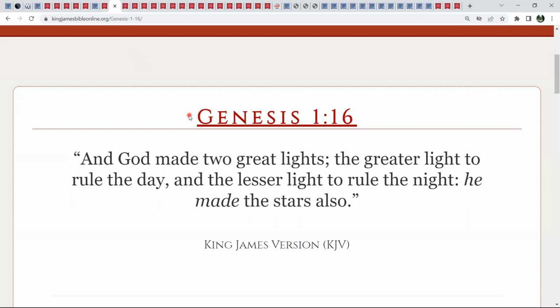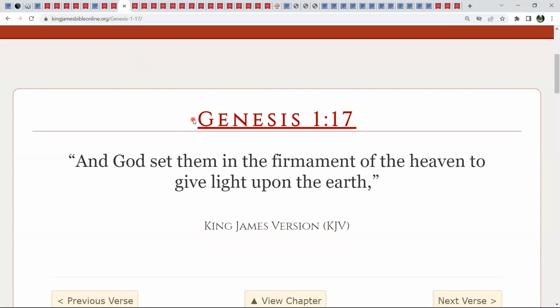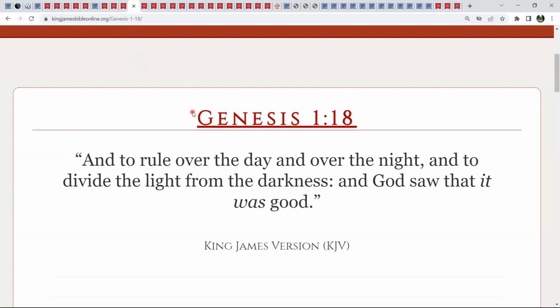Verse 16, God made two great lights, the greater light to rule the day, the lesser light to rule the night. He made the stars also. So we have two great lights, one to rule the day, one to rule the night, and the stars. As we continue now, verse 17, and God set them in the firmament of the heaven to give light upon the earth. Verse 18, and to rule over the day and over the night, and to divide the light from the darkness. And God saw that it was good.